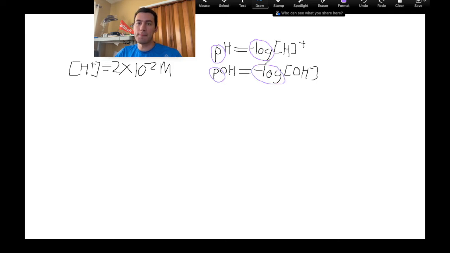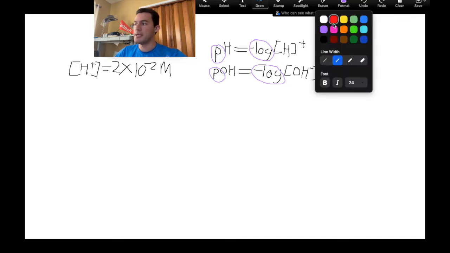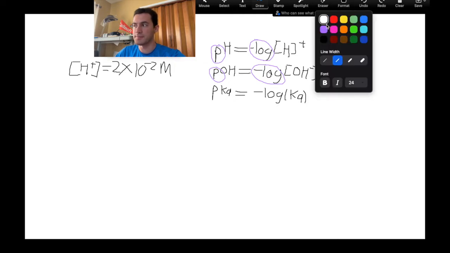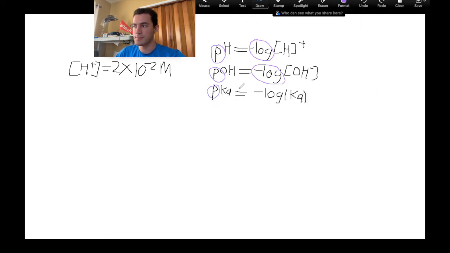Now, when we talk about pKa, which I'll cover in the subsequent video, the same logic applies, in that the P in front of the Ka is equal to negative log of Ka, which is the acid dissociation constant. So that's how it ends up working right there. Yep, P is equal to negative log. I think you start seeing the pattern.